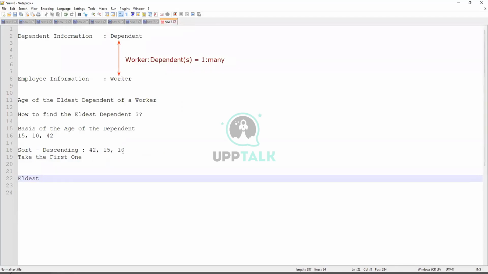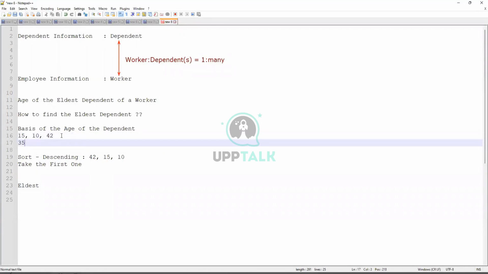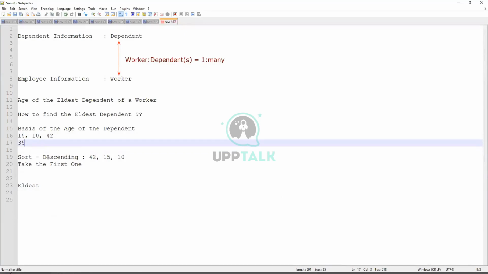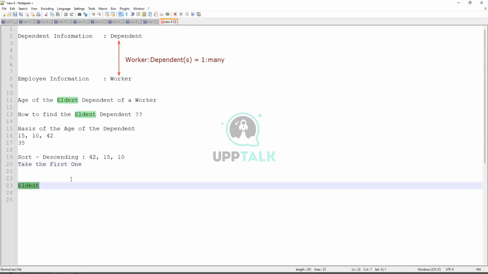If somebody has only one dependent, age 35, will our logic work in that case as well? We sort descending, so it will be 35. Take the first one. 35, right. So our logic works.